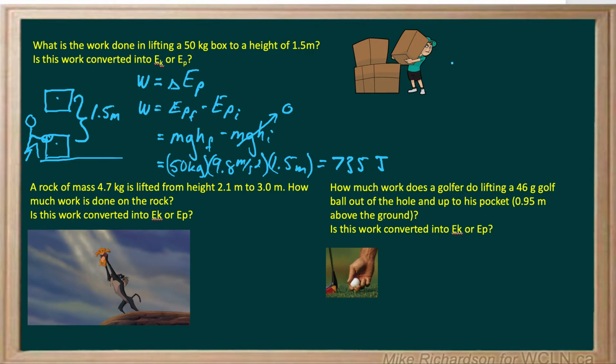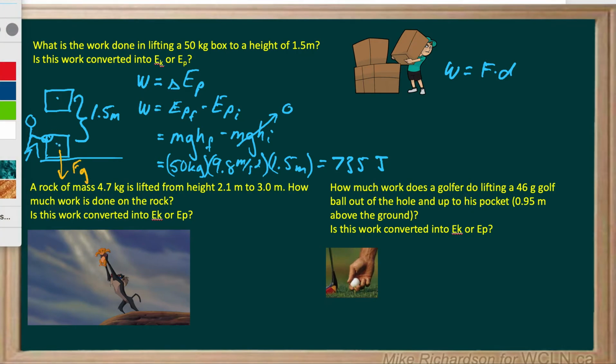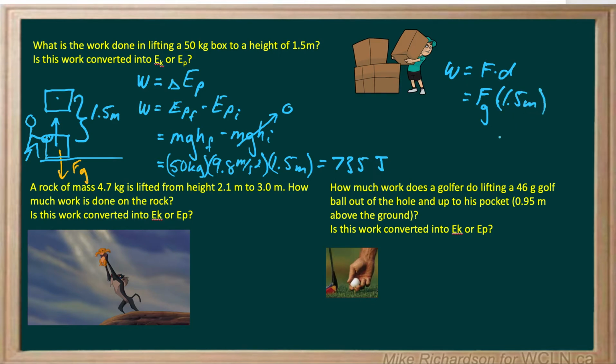The other way to do it, we can imagine work as force times distance. And in order to lift a box, the box has a force of gravity down. The only way I'm going to get that box to move up is if I apply an equal and opposite force in the upward direction. So I've got to apply a force at least equivalent to the force of gravity. So the force will be force of gravity. The distance is still 1.5 meters, but you'll notice it gives you the same result. Force of gravity is mg times 1.5 meters, which looks exactly like this.